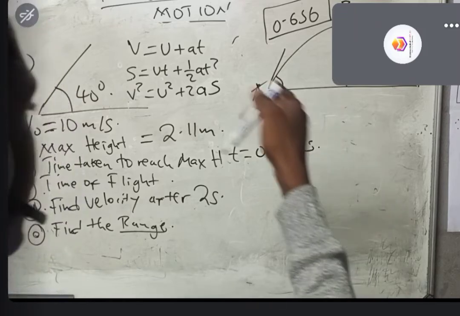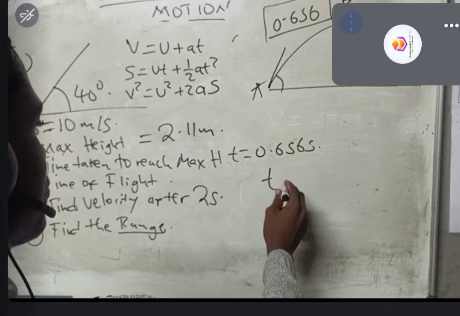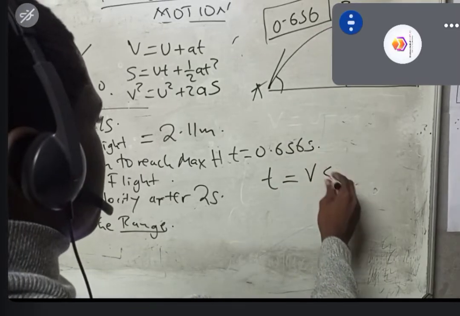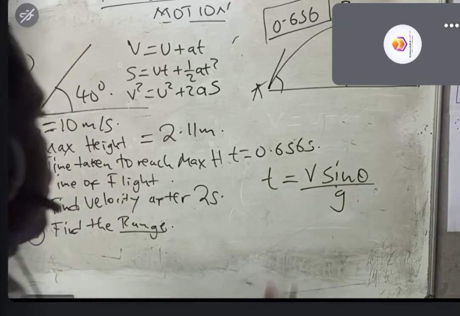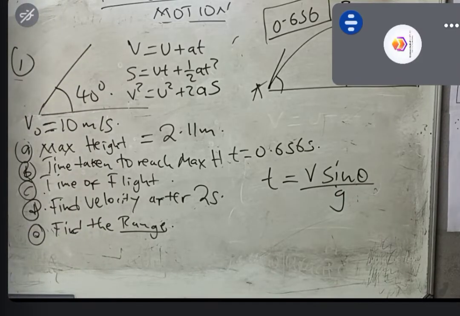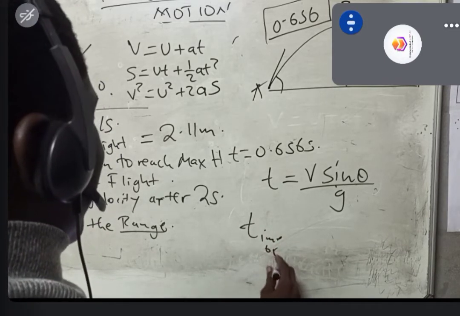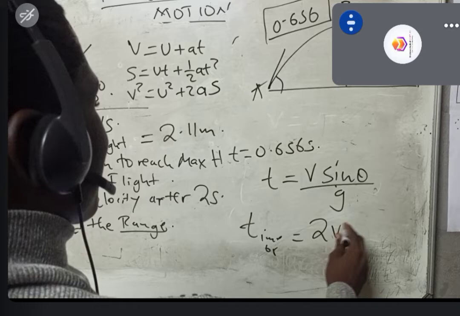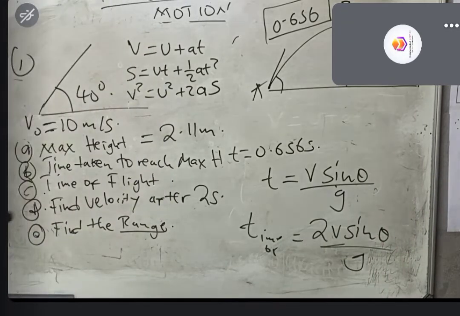If you go to the time of flight, the formula for the time to reach a maximum height will give you v sine theta over g. So when they ask you for time of flight, it's 2v sine theta. It's a simple thing. They're just doubling it. These are all basic things, guys. Very important.